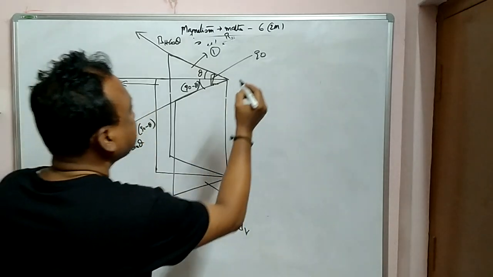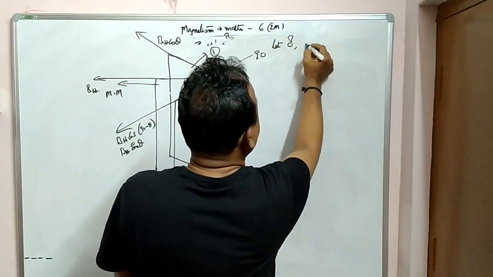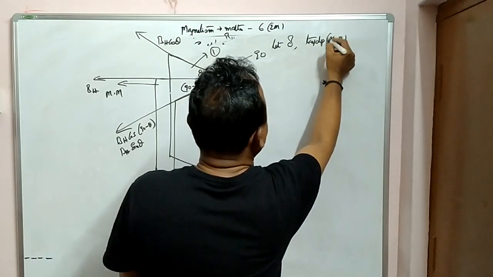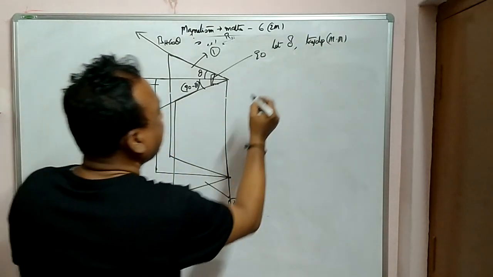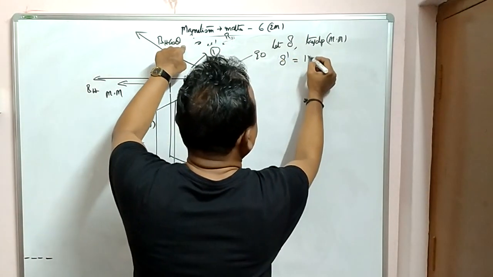Now let del be the true dip, which is in the magnetic meridian compass. Okay. Let del dash be in the first plane.